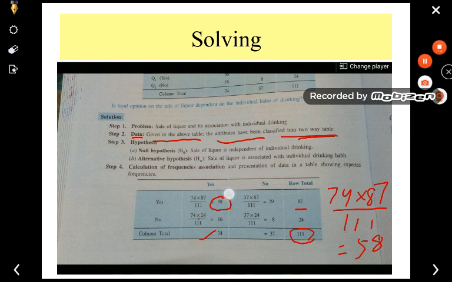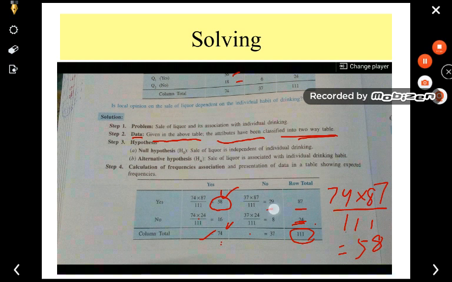So this is the observed frequency, and this is the expected frequency. Similarly, we have to find it for the no column, that is 74 into 24 rows. I said horizontal rows into column total, divided by the grand total. So 74 into 24 divided by 111 gives you 16. So this is the expected frequency. Earlier it was 56 and 18. So we got the observed frequency as well as the expected frequency.